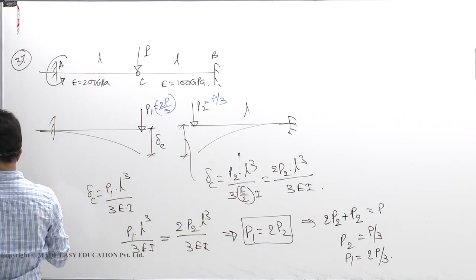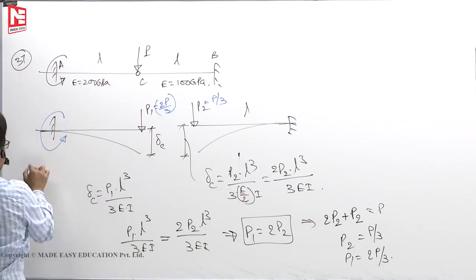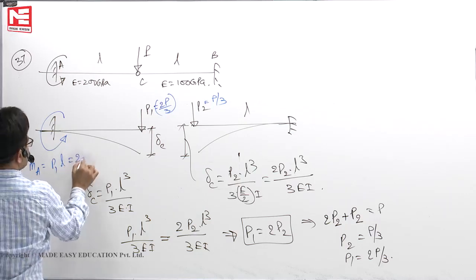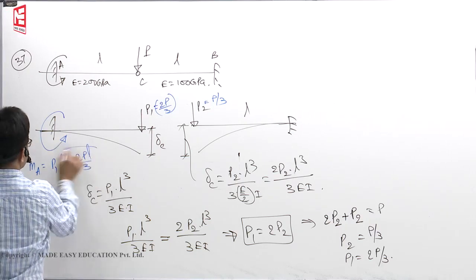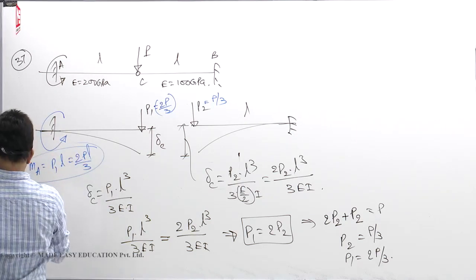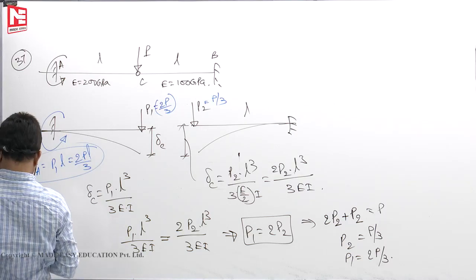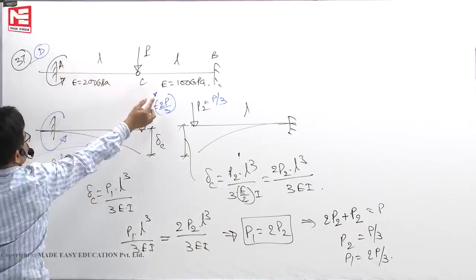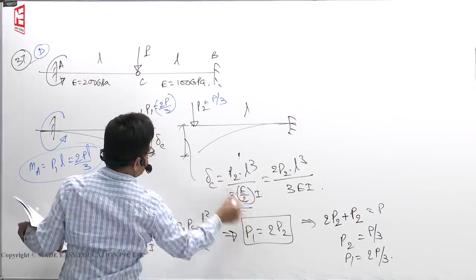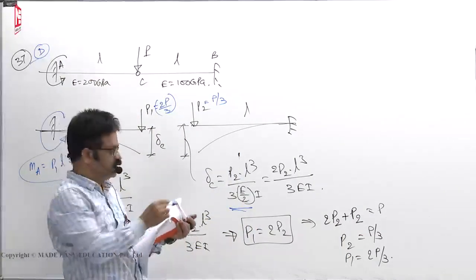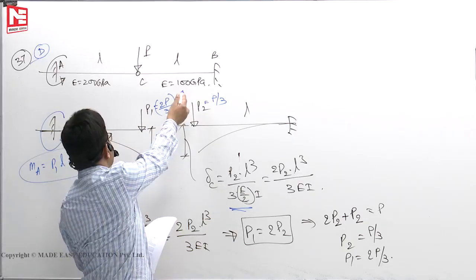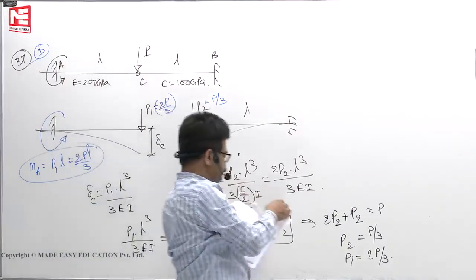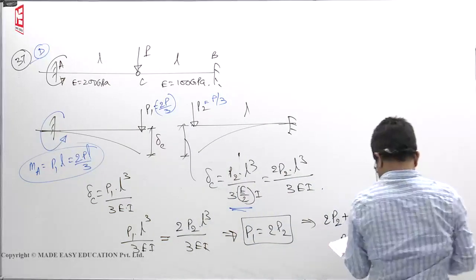He is asking what is the moment at A. What is MA now? P1 into L, that means 2PL by 3. So MA you will get 2PL by 3. 37, D is the option. So EI I can take as E by 2. Why I substitute the values? This is 200, 100. That means E by 2 is this one. Okay, 37.